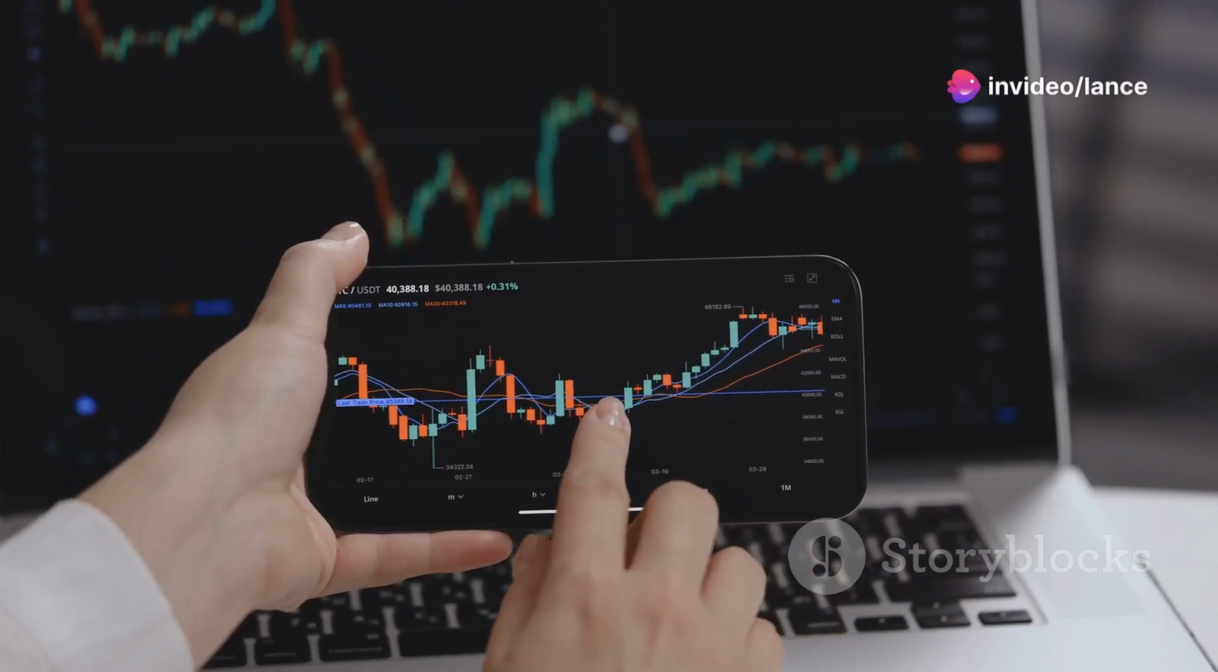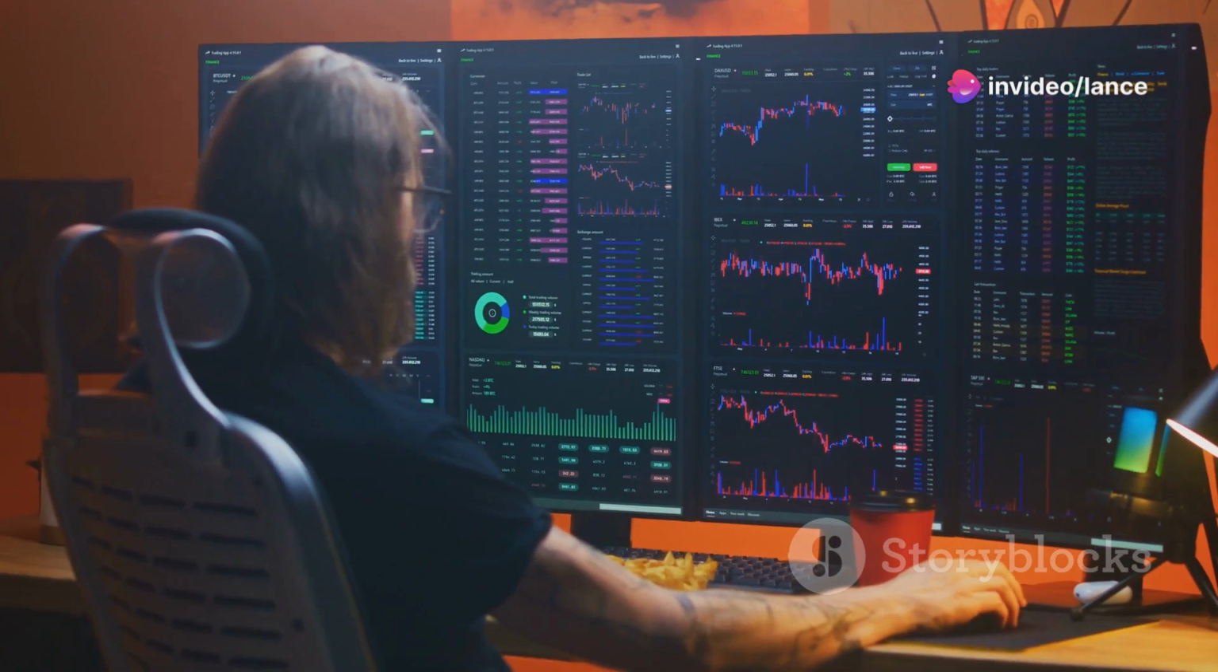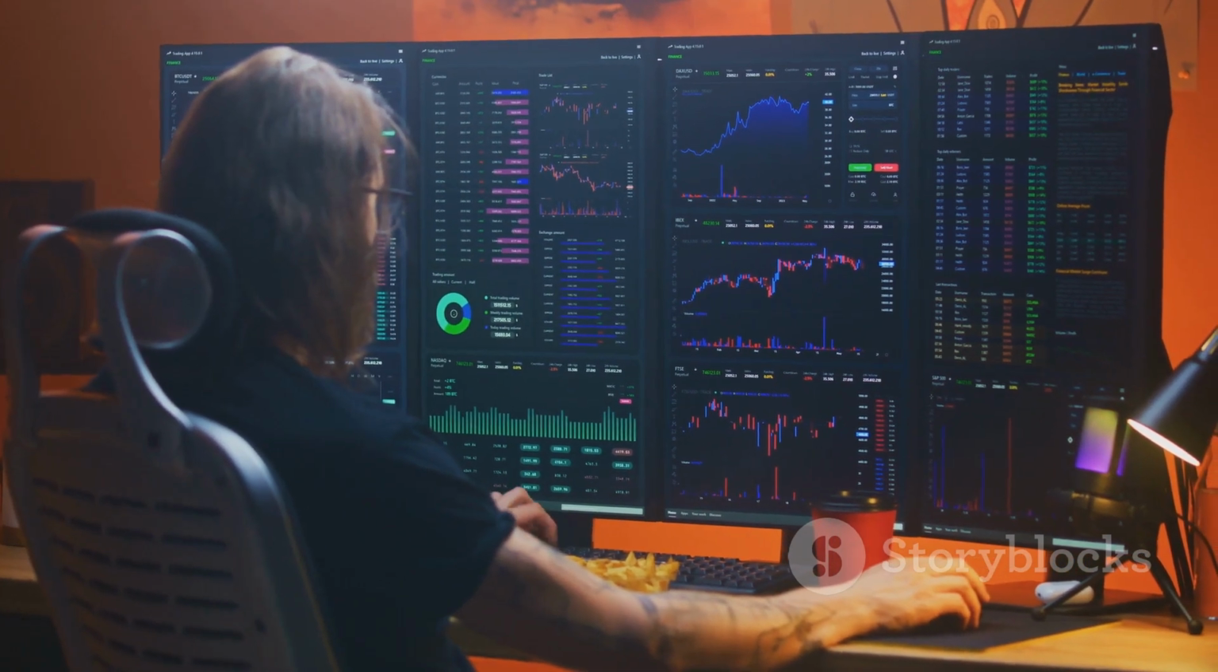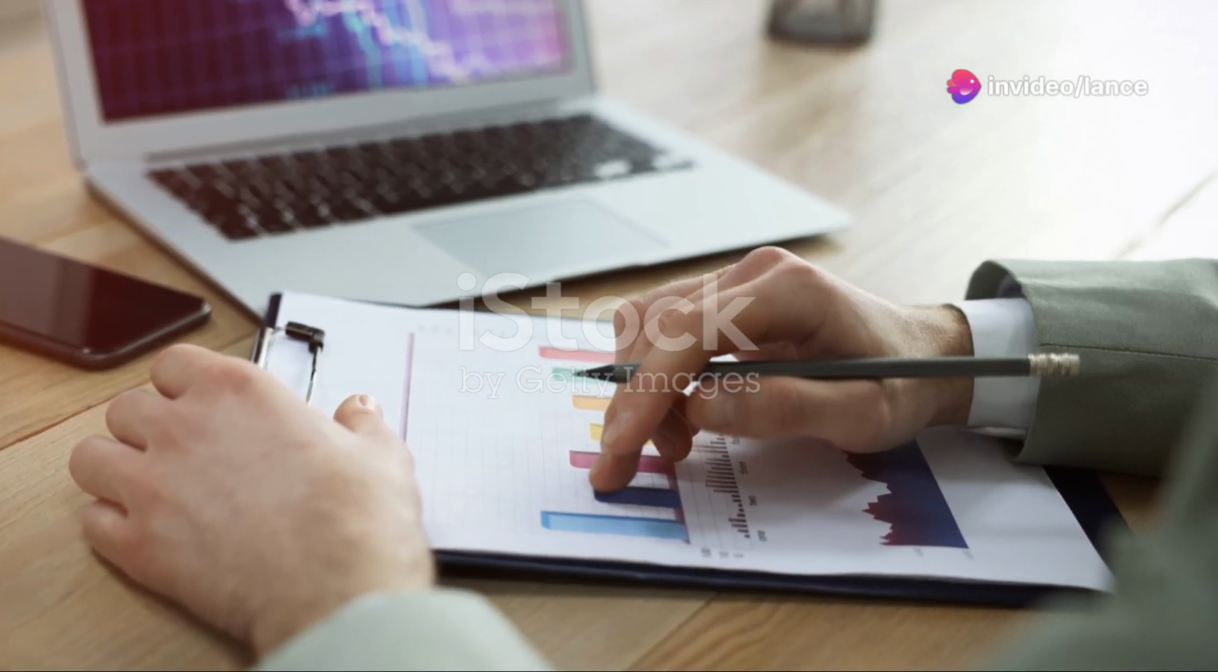Don't forget to consider your overall risk management strategy. Determine how much of your capital you're comfortable risking on any given trade, and set stop-loss orders to limit your potential losses. Validating your signals is all about being thorough and making sure you're not jumping into a trade blindly. It's about making informed decisions based on solid evidence.